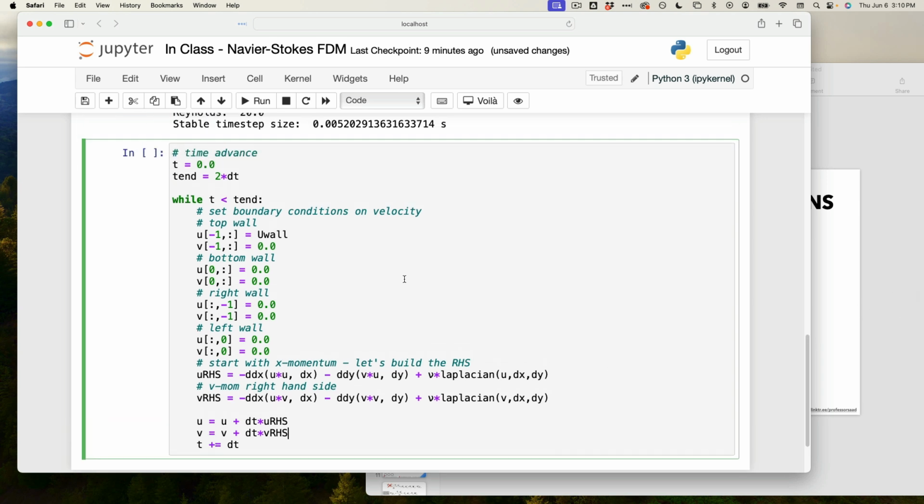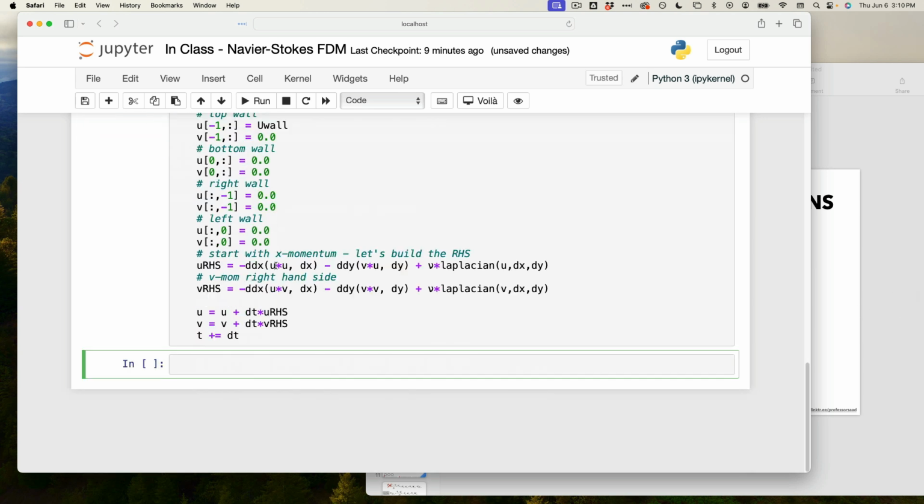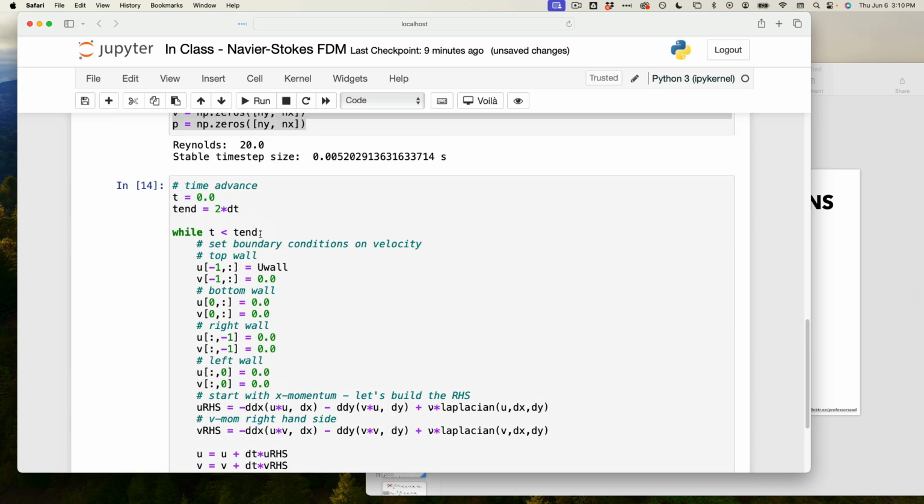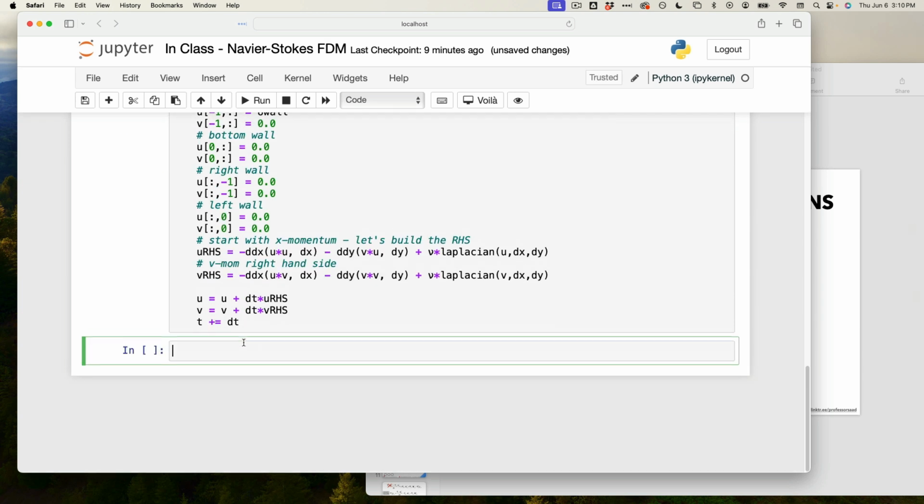So I can run this now. And let's see if it just runs. Okay, it runs at least, no errors. It did 2 time steps. It's not gonna look okay at all, but let's see.